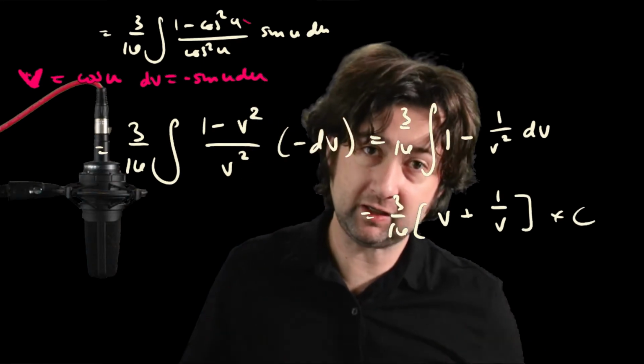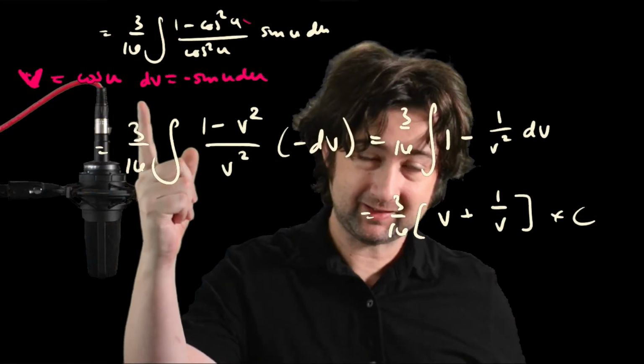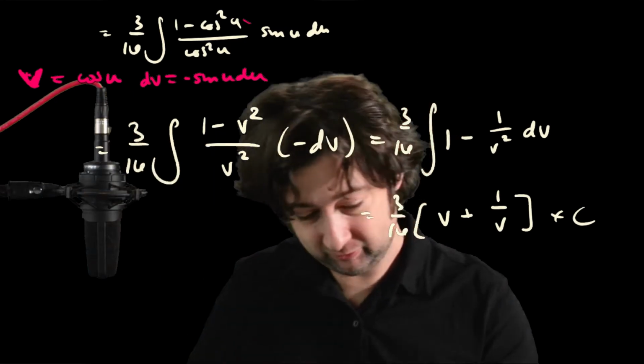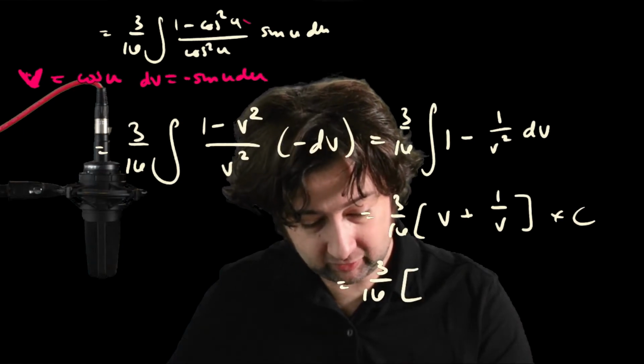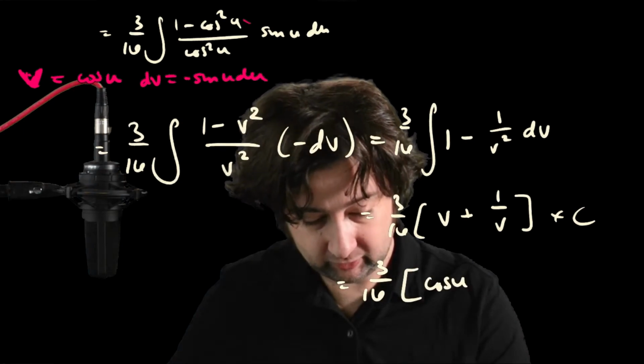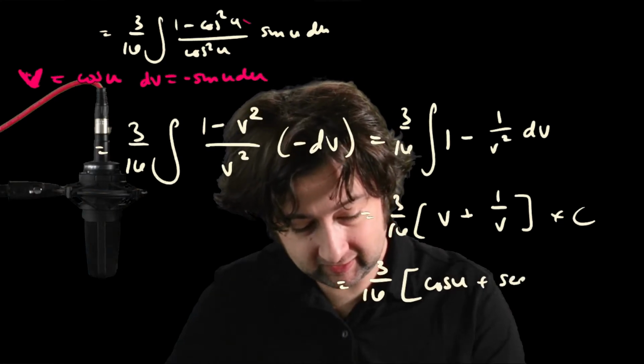But of course, v was this. So I have to replace v with the cosine of u, and that gets us 3/16. V is the cosine of u. 1 over v is the secant of u.